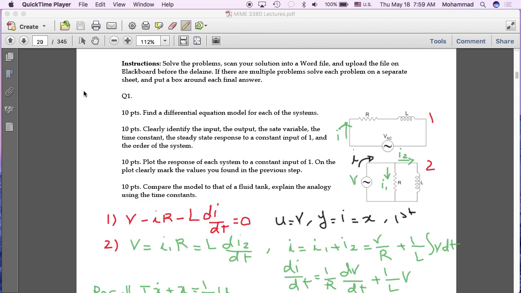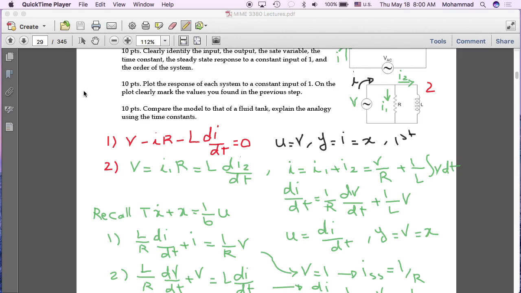So the main step for both of these systems was to arrive at a differential equation. We are working with first order systems, and you know the standard form of a first order differential equation is what is shown here. This is the standard form right here: T x dot plus x is equal to a constant times the input, where x is the output of the system and the only state variable. The system is first order, and therefore it has one state variable.